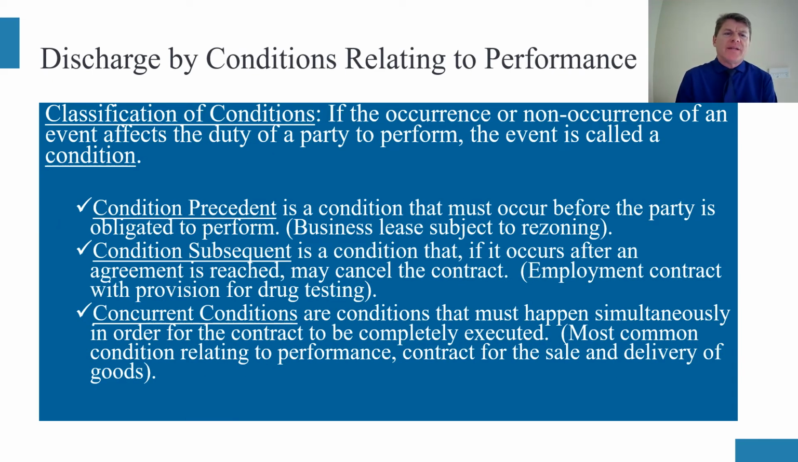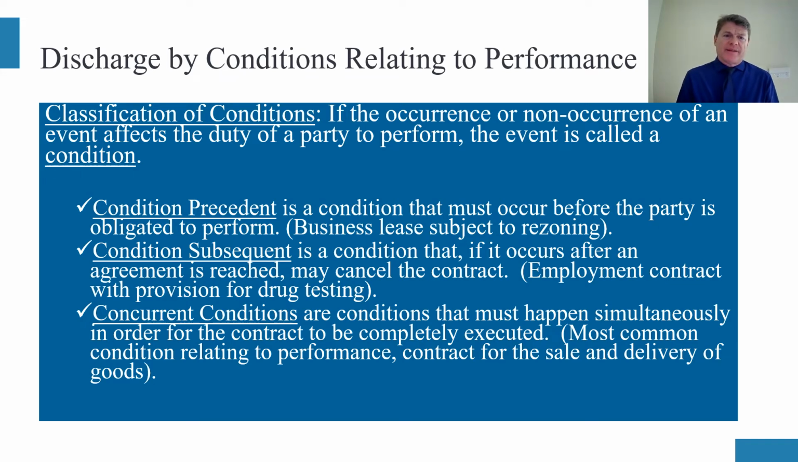If we're looking at discharge as it relates to a series of different conditions, this comes up frequently in different types of contracts. Conditions are events that either have to occur or will occur that will either cause a contract to spring into life, or it could cause a contract to cease to exist anymore. So the three conditions, and these are all relative to time: condition precedent, condition subsequent, and then concurrent condition.